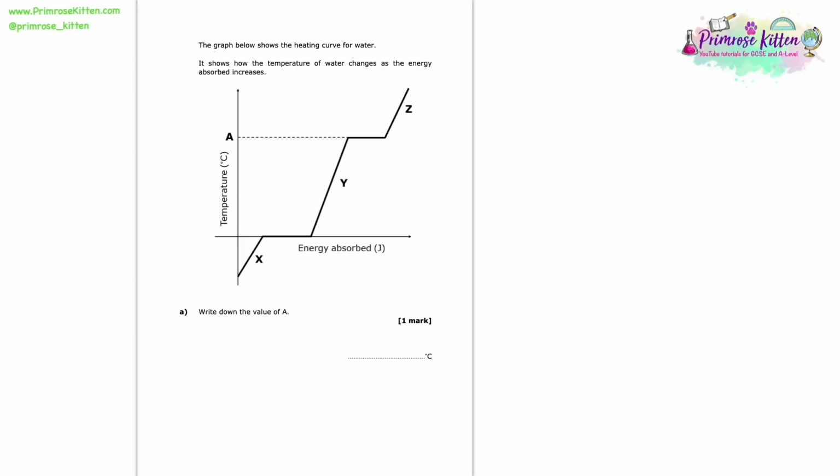The graph below shows the heating curve for water. It shows how the temperature of water changes as the energy absorbed increases. We're asked in this question to write down the value of A, which is the temperature. So to answer this, let's just evaluate this diagram, okay? So you can see that X is found at negative temperatures. And because it's negative temperatures, it means it's very cold.